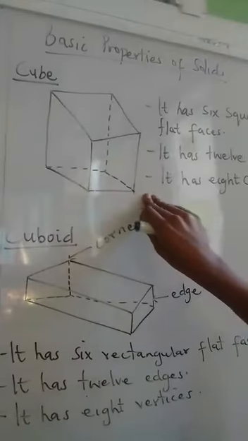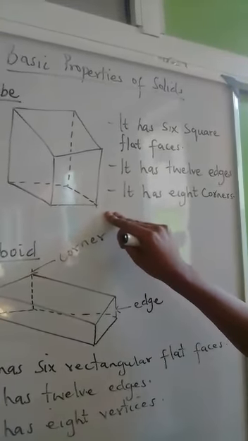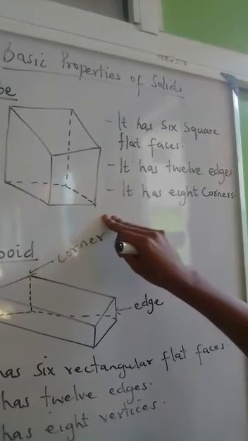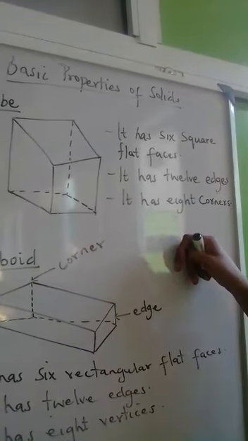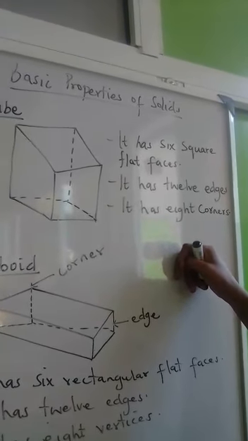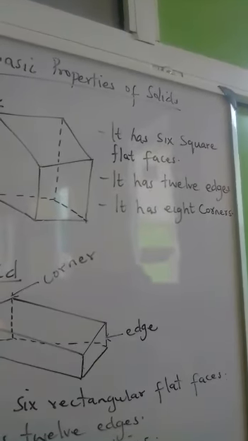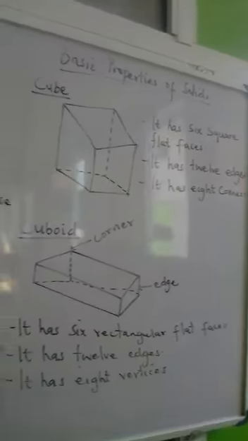A cube has how many corners? Good. It has 8 corners. And how many edges does it have? Very good. It has 12 edges. And how many square flat faces does it have? Very good. It has 6 square flat faces. Alright. Let's look at a cuboid.